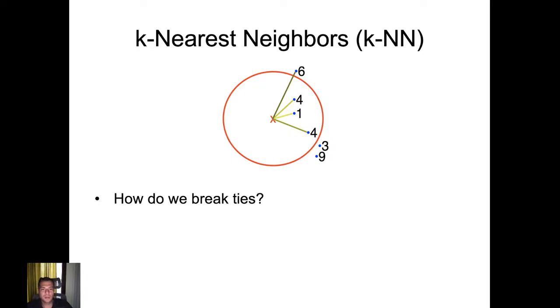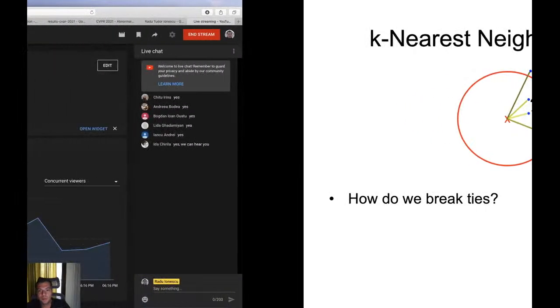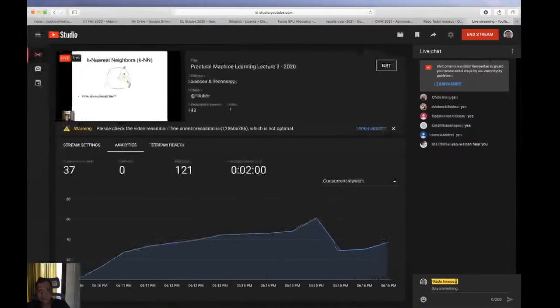So imagine that the three examples here have labels 1, 4, and, let's say that this one is not 4, it's 2 instead. So we have labels 1, 4, and 2. And the question is, how do we select a label for x in this case? So I'm waiting for a few answers from you.